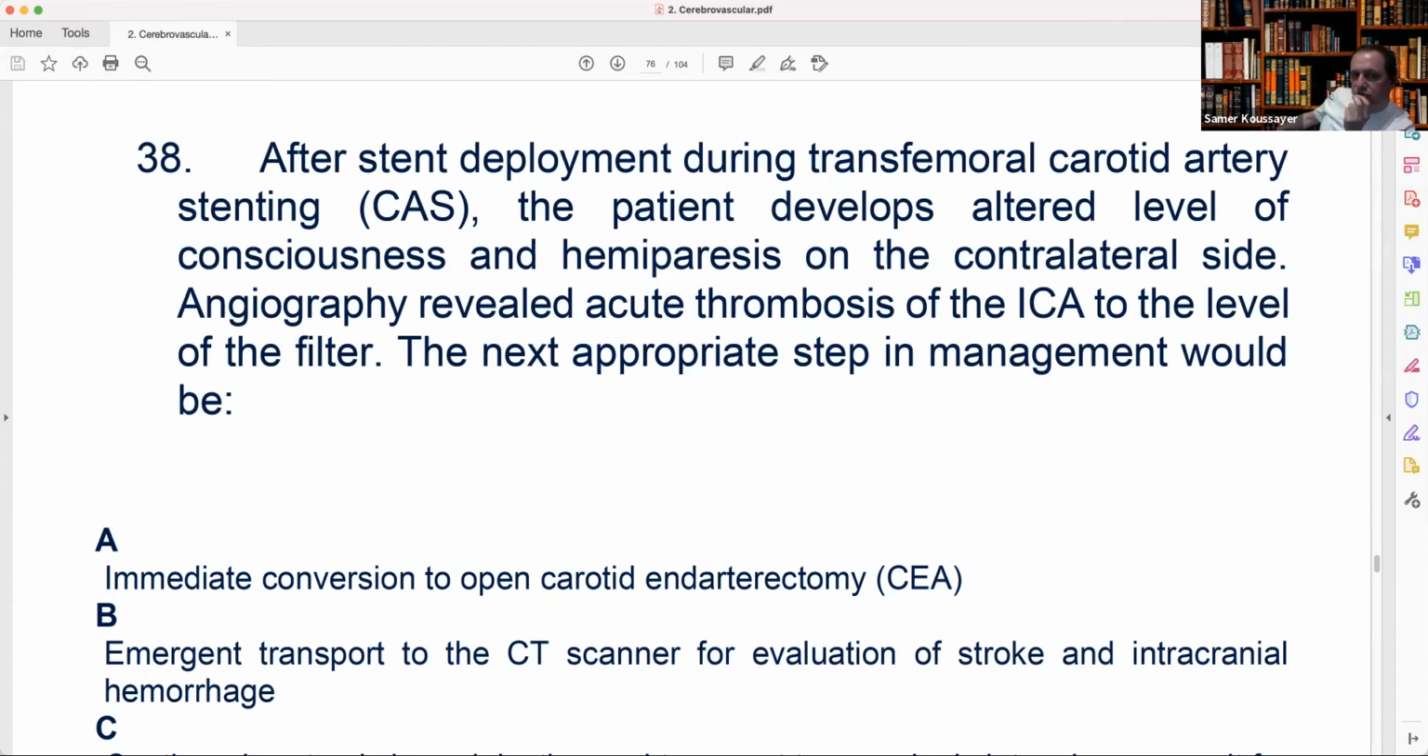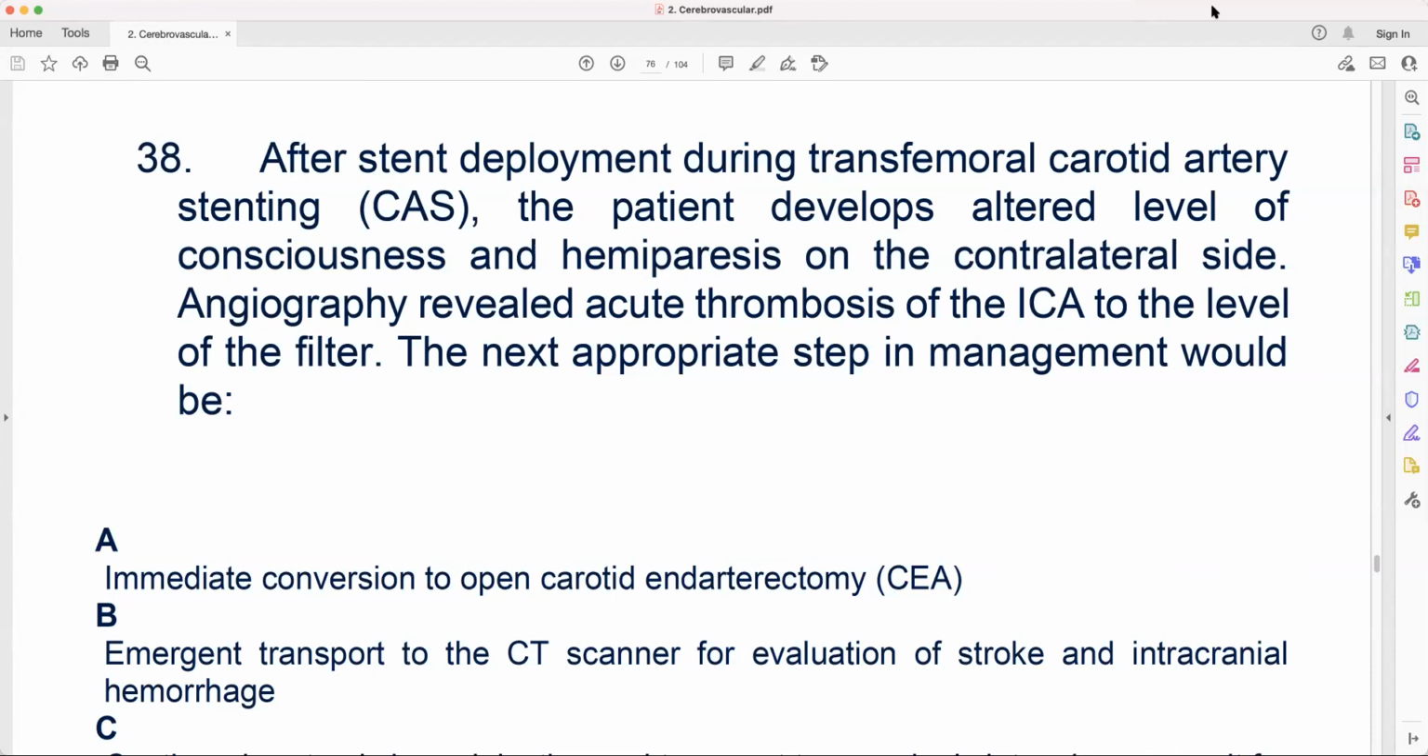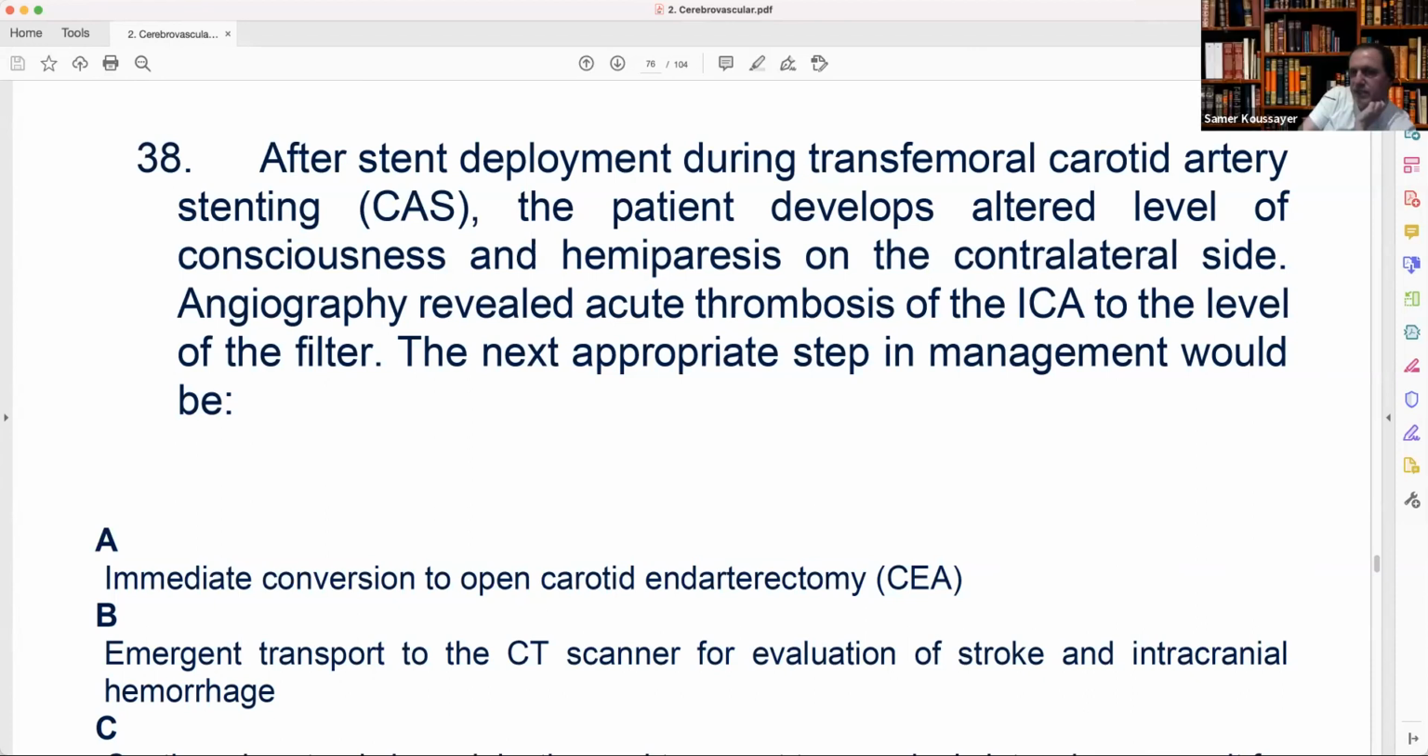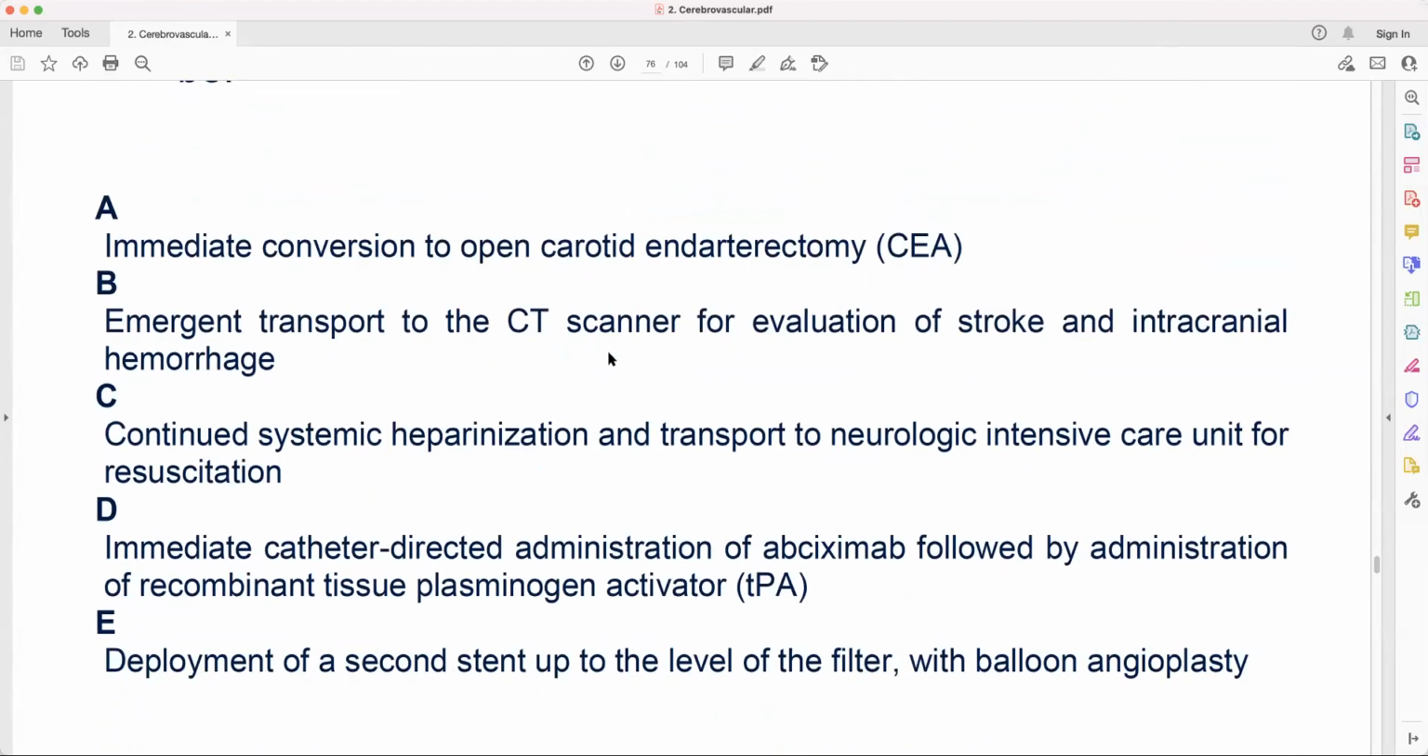So you finish, you do an angiogram, you find no flow after the filter. So you know the filter is full of thrombus, or debris. So what do you do now? Let's see what options you have. So A, immediate conversion to open carotid endarterectomy.